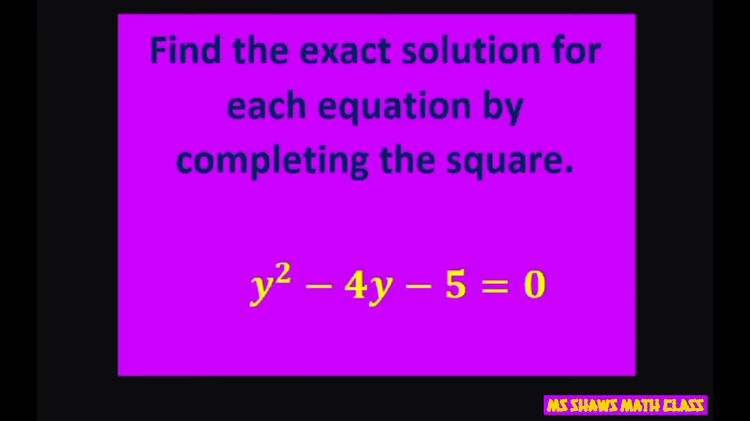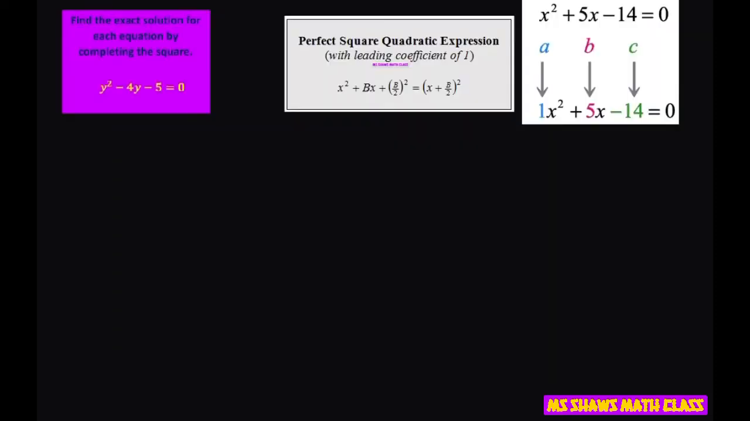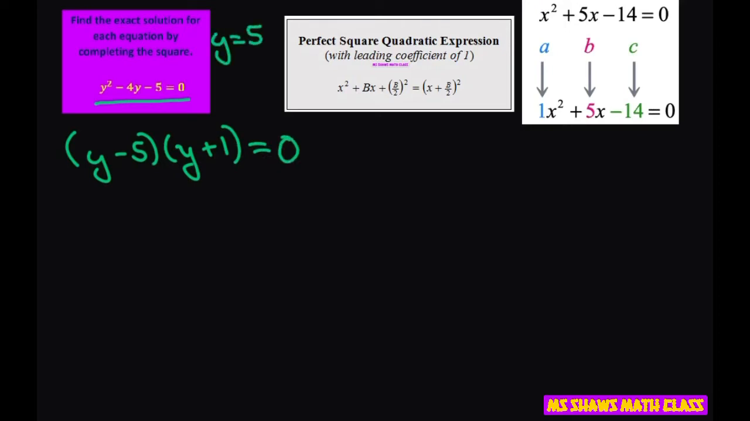Everyone, we're going to find the exact solution for this equation by completing the square. Now, of course, on this one, we could actually factor this. I could write this as y minus 5 times y plus 1 equals 0. So my solutions would be y equals 5 and y equals negative 1. So that would be the easiest way to do this. But we're going over an introductory lesson on how to solve by completing the square.